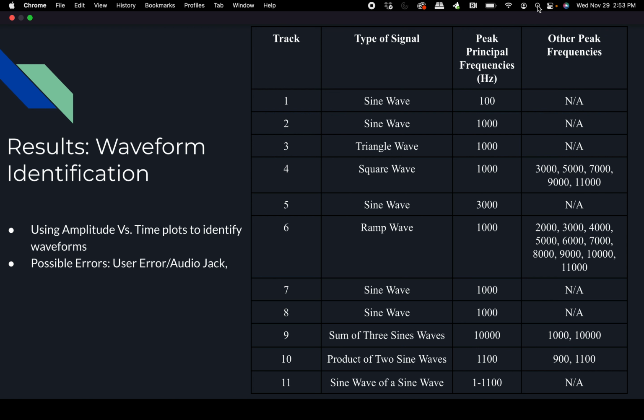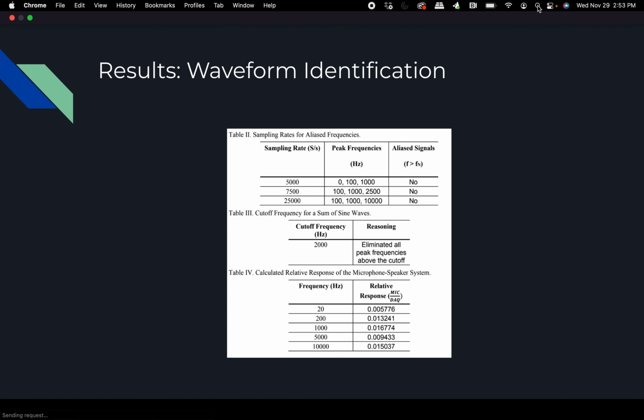There were some possible errors, which could have been user error because this is our first time using a DAC, and again the audio jack because I'm using a MacBook, so it might not have worked all the way correctly. Results from waveform identification: we did sampling rates of aliased frequencies using Fn equals Fs divided by 2, and if it was greater than the frequency that we receive, then it was an aliased signal, but we didn't have any of those.